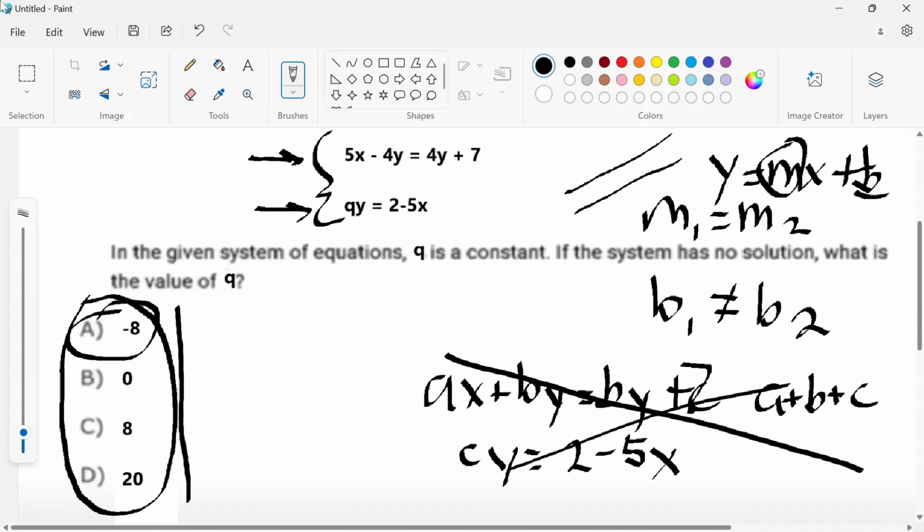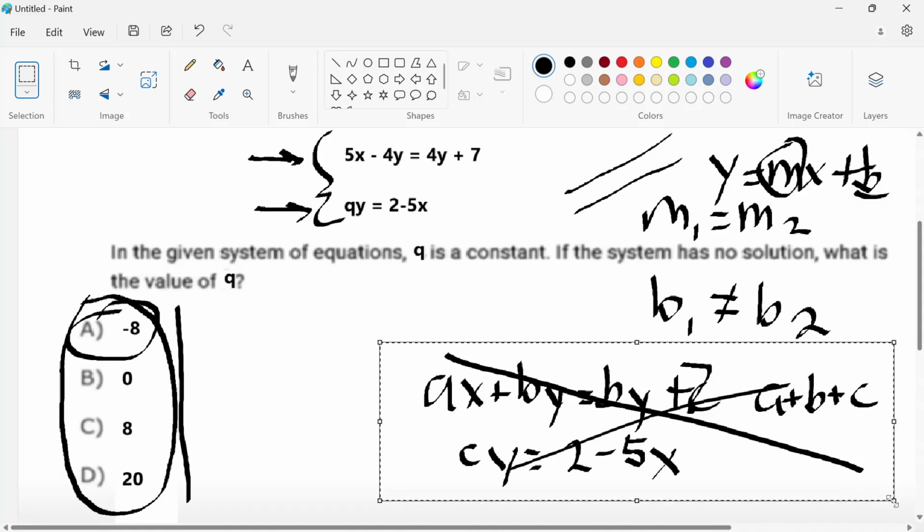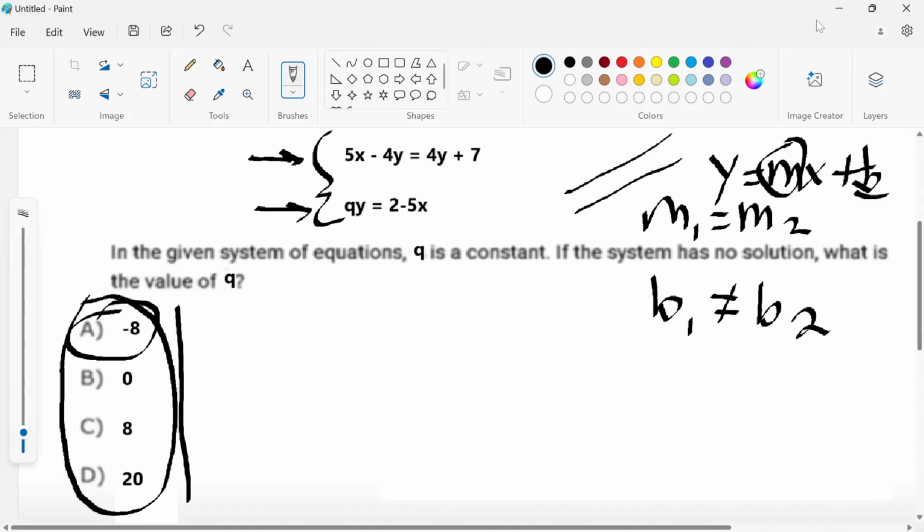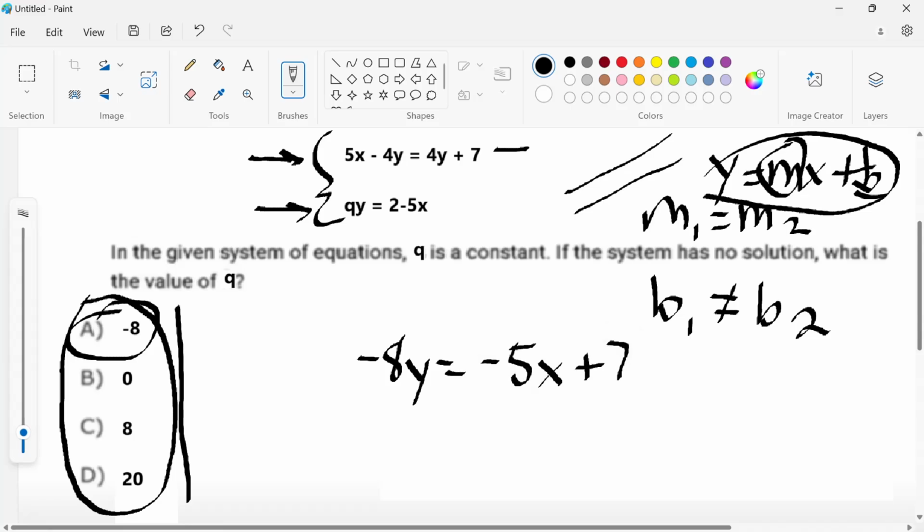I'll show you how to do it with math too, because maybe you just want to know how to do it with math. So m1 has to equal m2, and b1 cannot equal b2. So I'm going to get these in this format, y equals mx plus b. On this one, I will subtract 4y from both sides, subtract 5x. -8y equals -5x plus 7. And then I will divide both sides by -8. y equals 5/8 x minus 7 over 8.